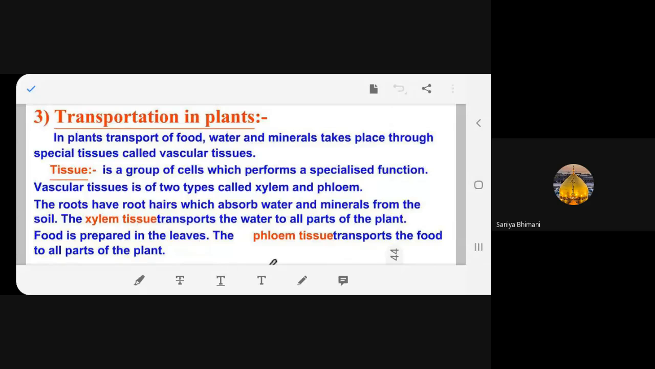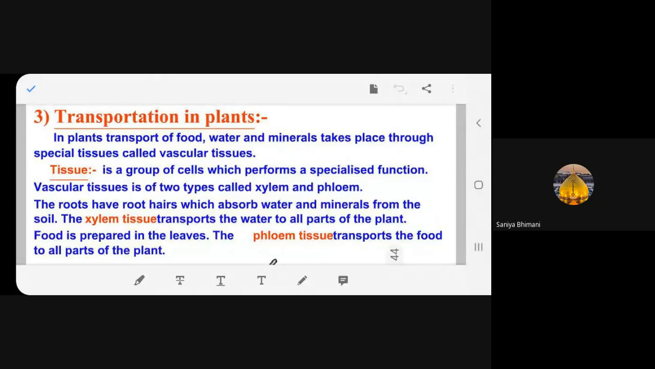In plants, transport of food, water, and minerals is done through the vascular tissues. What are the vascular tissues? Vascular tissues are special tissues. What are the names of those tissues that we are talking about? Xylem and phloem. Exactly. Very good.